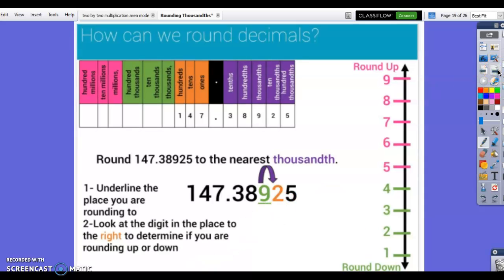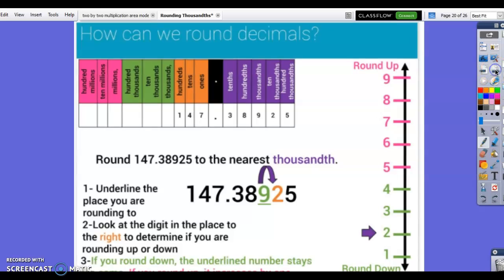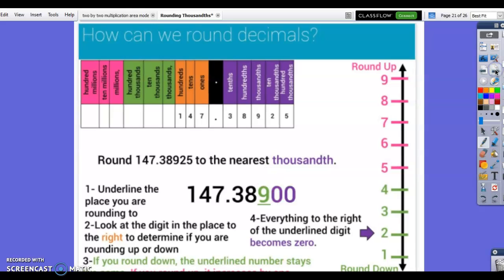But again, the 9 is the digit that we're going to round to. So you have to look in the 10 thousandths place. It is a 2. The 2 tells you it's going to stay the same. So everything behind it becomes zeros. So it just reads 147 and 389 thousandths.